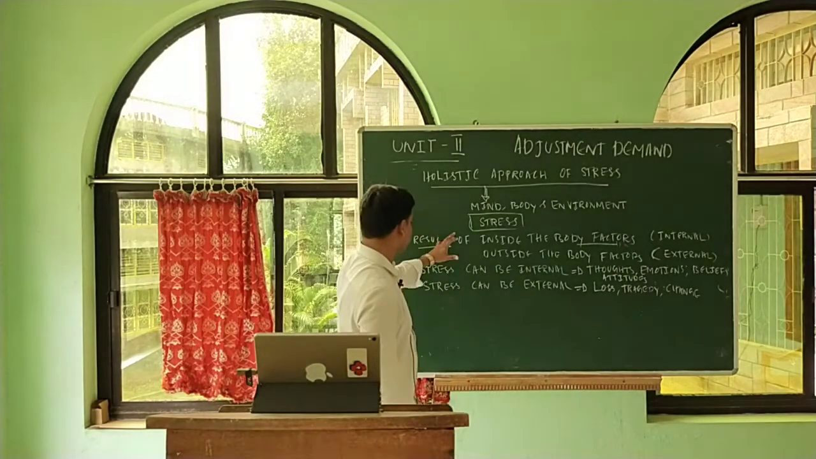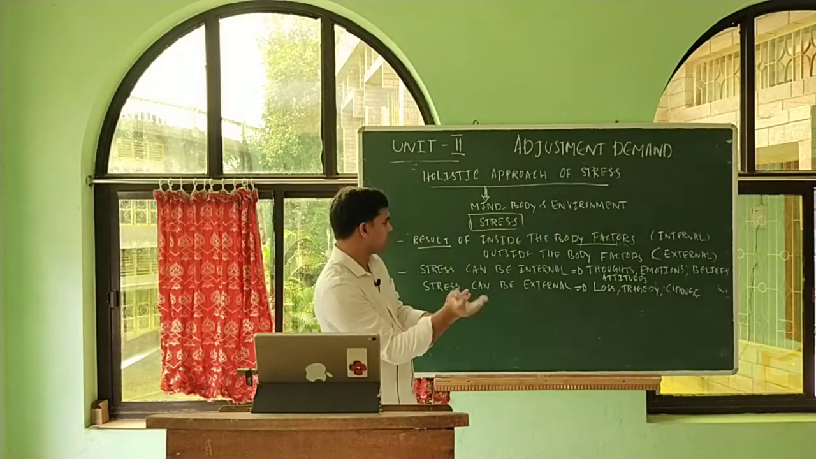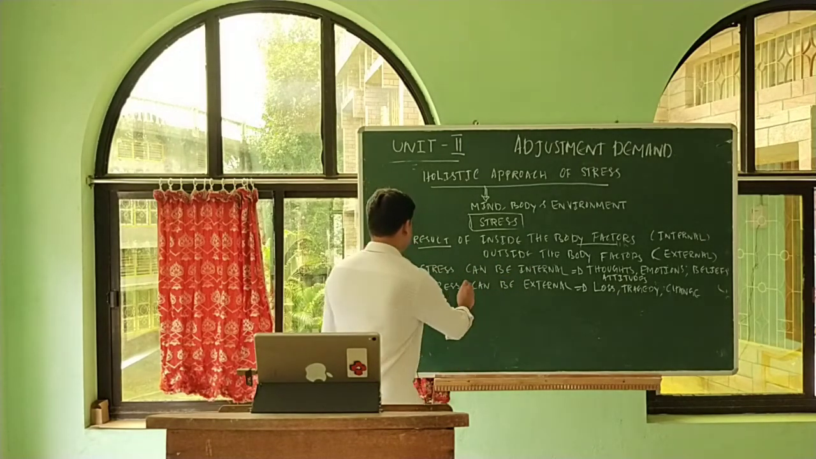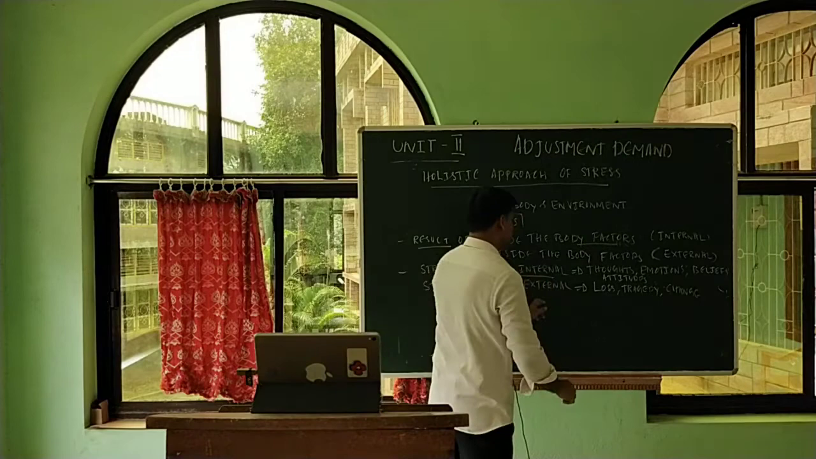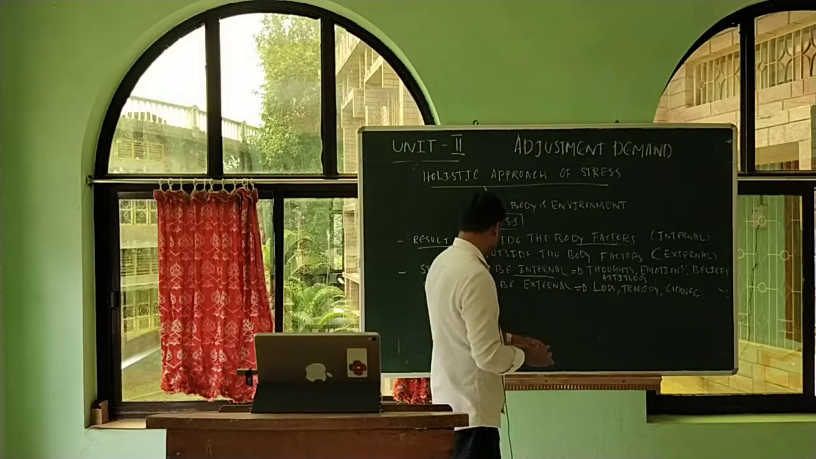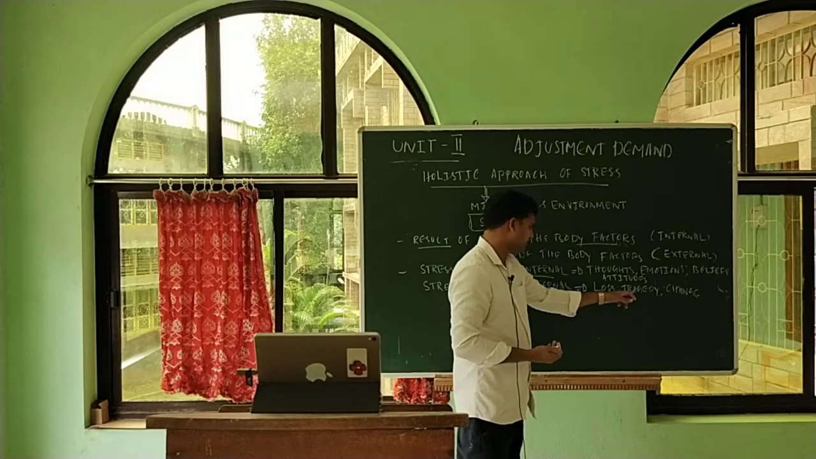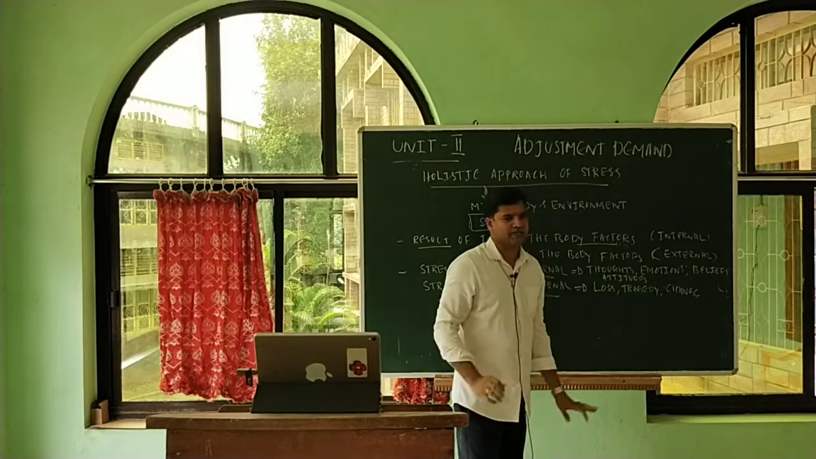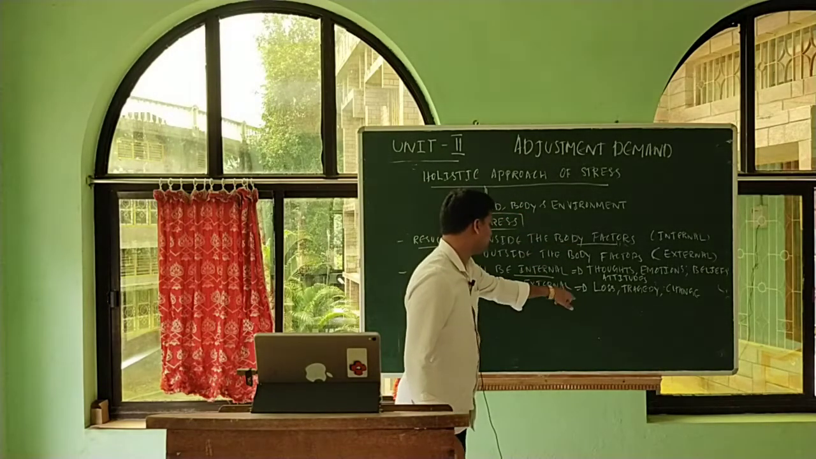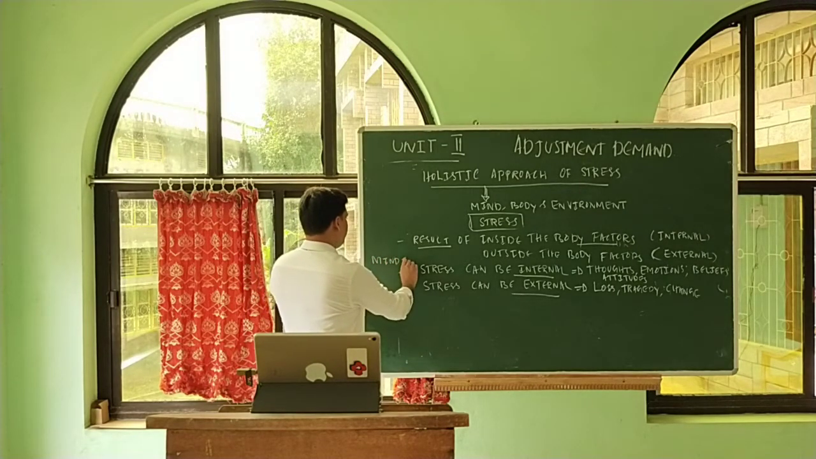So stress can be a result of inside the body factors, which are known as internal, or also outside the body factors, that is external. Stress can be internal, as a result of our thoughts, our emotions, our beliefs and our attitudes. Or stress can be because of external factors: loss of someone, tragedies in life and major changes in life. External factors, environment. So our mind and body are involved and the environment is involved. Internal refers to mind and body.